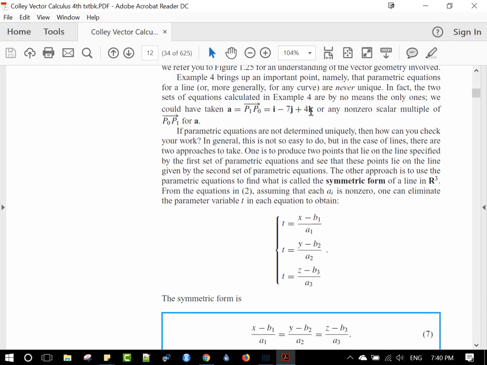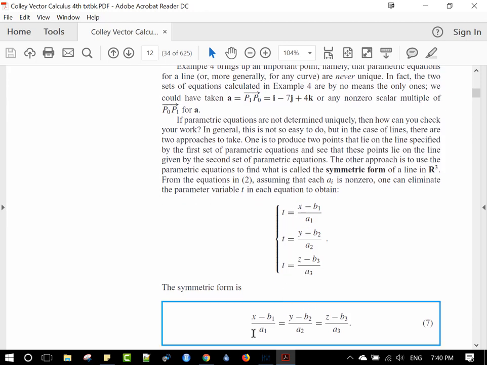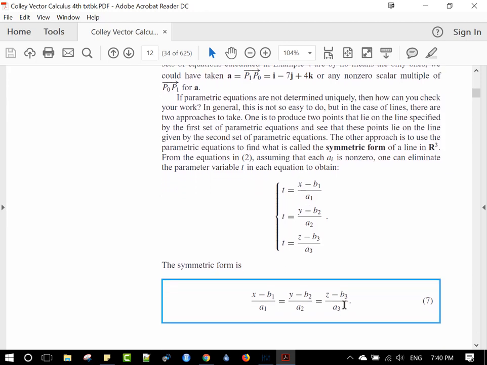So the other approach here, from equations 2, assuming that each Ai is non-zero, one can eliminate the parameter variable t in each equation to obtain this. In other words, you can write t equals that, t equals that, t equals that, and then since these are all equal to t, you can equate these, and you get this. That's called the symmetric form of the line.